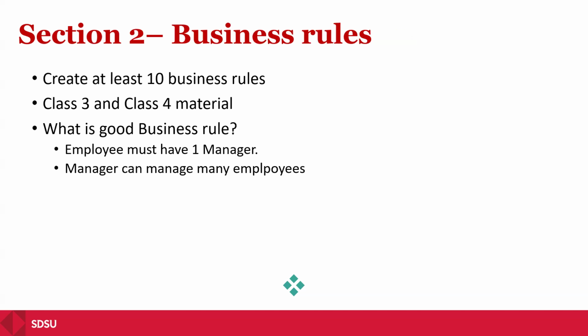Section 2, business rules. Business rules, self-explaining. You need to create at least 10 business rules that you will use later on for creating your entity relationship diagrams. For business rules, you will need to refresh class 3 and class 4 material. We talked about what is a business rule, what is a good business rule, what is not a good business rule.